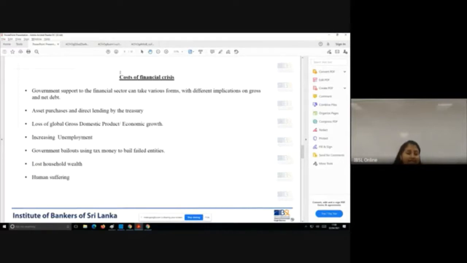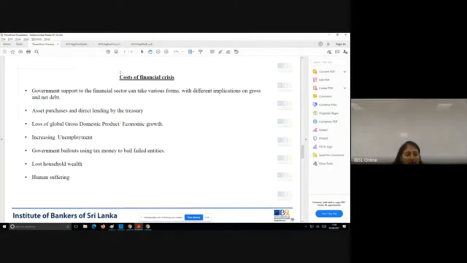Or direct lending by treasury. The treasury of that country will come in, so they will directly lend to banks so that they could use that as a loan to meet their increasing financial crisis situation. Let's say it's a bank run, the bank can borrow from the treasury and meet the withdrawal requirements.